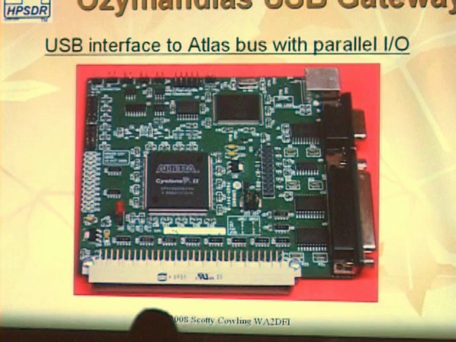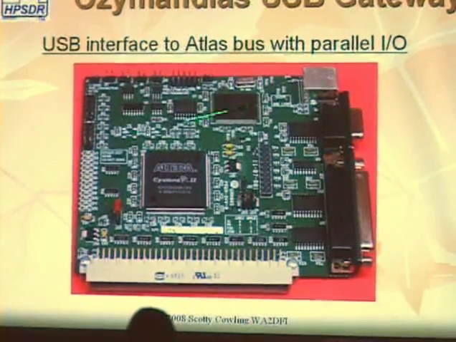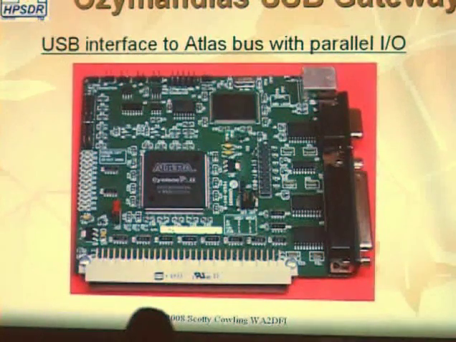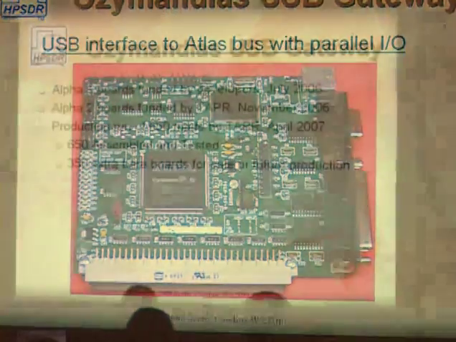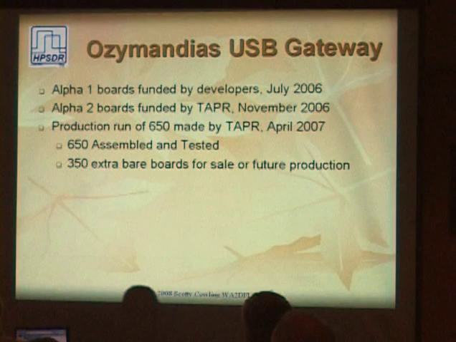Okay, this is the USB gateway. Pretty much if you want to talk to your computer on any other HPSDR boards, you have to have this board. USB connector up here in the corner, Atlas bus down the bottom, FPGA for running FIFOs and talking to the USB interface chip, which is up here. So basically the FPGA sits between the USB interface and the Atlas bus. Alpha 1 boards were funded by developers in 2006. Again, late in 2006, Alpha 2 boards were funded by TAPR, and you can see about when TAPR got involved here in 2006. Then a production run of 650 was made.